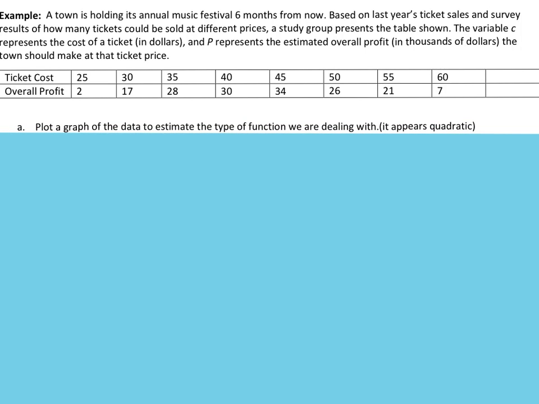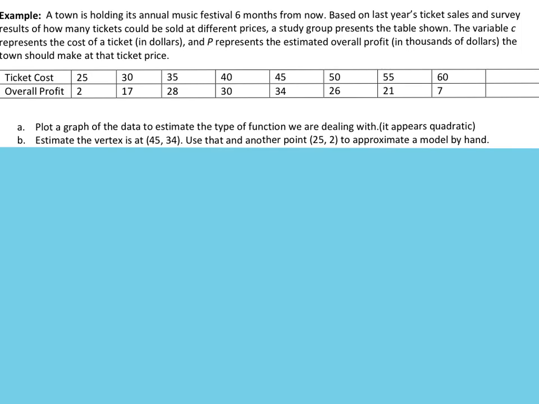And like I just said, it goes up and then it comes down. It appears quadratic, so we're going to estimate the vertex. This point right here looks like it's at the top of it, 45, 34. So we'll use that, and then you pick any other point. So we'll go with this one, 25, 2, and we're going to approximate a model by hand. We're just going to do the same steps that we did yesterday.